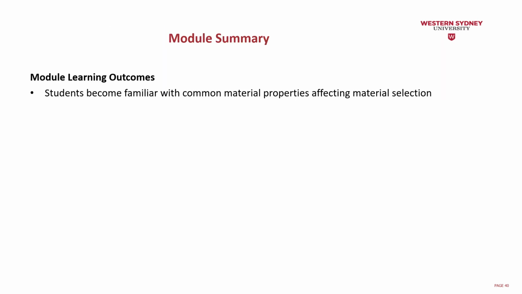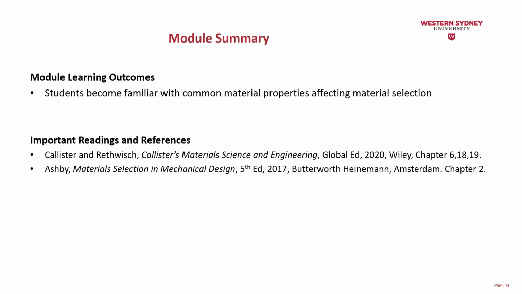So the module summary is that the module learning outcomes are that the student becomes familiar with the common material properties affecting the material selection. So now you'll know that you can select the material based on the mechanical properties, thermal properties, or the electrical properties, or all. Also, the important reading and references can be found in Callister's Materials Science and Engineering, chapters 6, 18, and 19. Also Ashby, Materials Selection in Mechanical Design, the 5th edition, and this will be included in chapter 2.